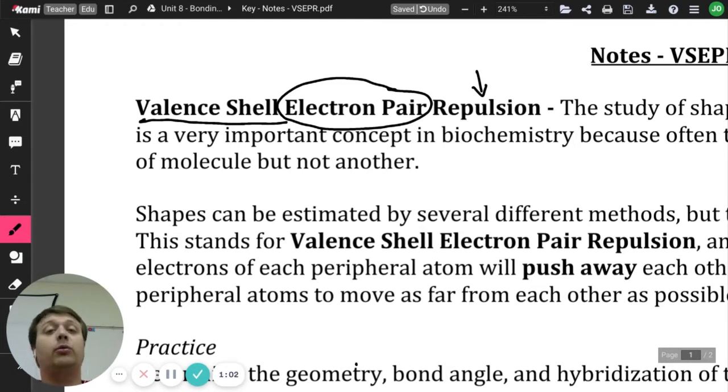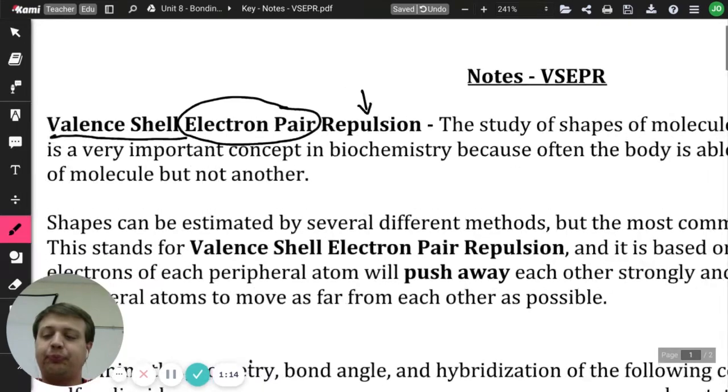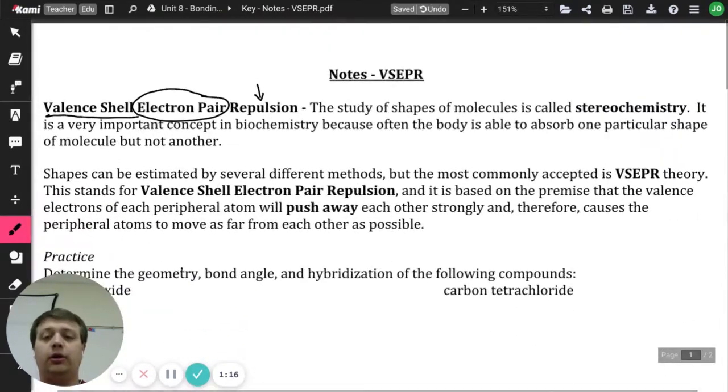Now, why do you think there would be repulsion? Well, repulsion would be because electrons are negative, and because we've got a bunch of negatives next to each other, they are going to start to push away from each other, okay? So VSEPR is going to be us looking at a molecule, how it's bonded together, and then from there figuring out what shape it would actually make.